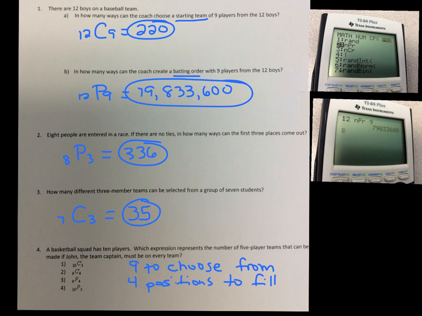So we're just choosing a group. There's no order. We're not giving them positions. So we're going to be using C. So from the 9, we want to choose 4. So 9C4.